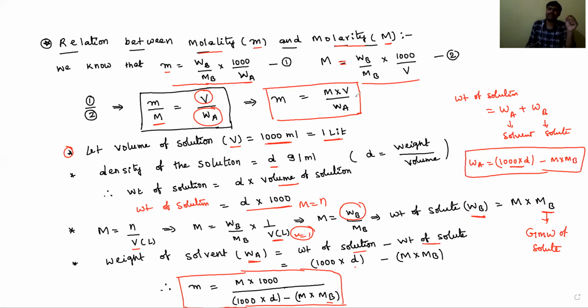Okay, now just substitute V and WA in the above formula. V is equal to 1000 ml. That's why molality is equal to molarity into 1000 divided by 1000 into density minus molarity into gram molecular weight of solute. This is the final relation. So you have to remember this relation, or this relation is also correct: molality by molarity is equal to volume of solution divided by weight of solvent. Molality is equal to molarity into 1000 divided by 1000 into density minus molarity into gram molecular weight of solute. This is a very important relation, dear students.